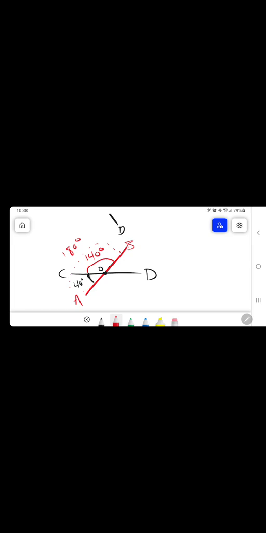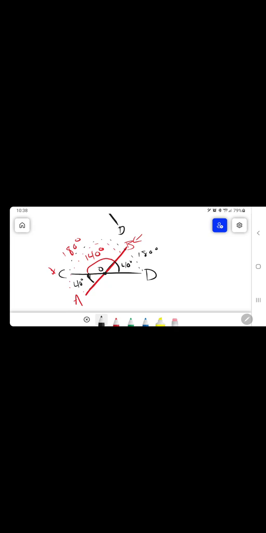Okay, but now let's look at this line CD. If from C to O to B is 140, and we know that this straight line is a total of 180 degrees, right? That's going to be another total of 180 degrees. That means that this also has to be 40.